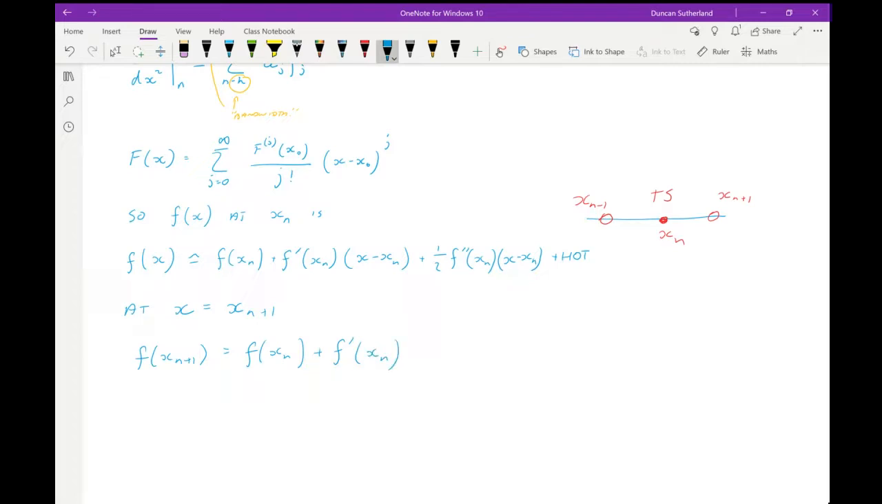This, however, becomes xn plus 1 minus xn. Now we can immediately work out what that is. That's delta x, our spatial step. And of course, I forgot there's a little square term there, plus this extra bit here. And I'm just going to write delta x squared here, because that's the difference between xn plus 1 and xn.